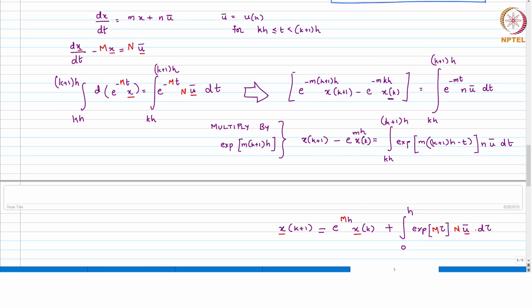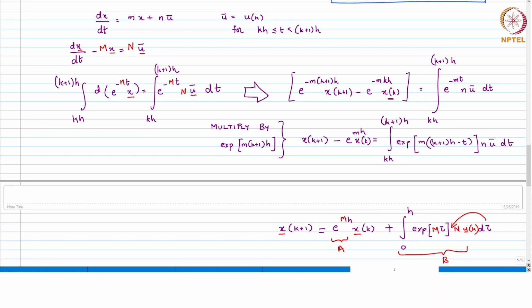Okay. This is our A matrix, this is our B matrix. Our U bar was nothing but U k, which is constant. Okay. Now, if that is the case, you can bring d tau on this side.